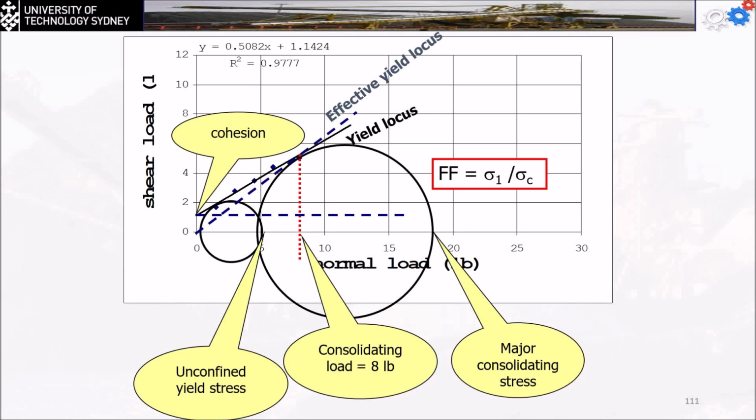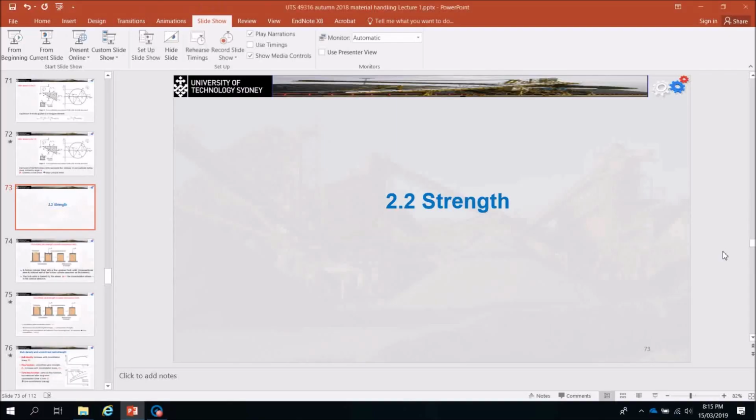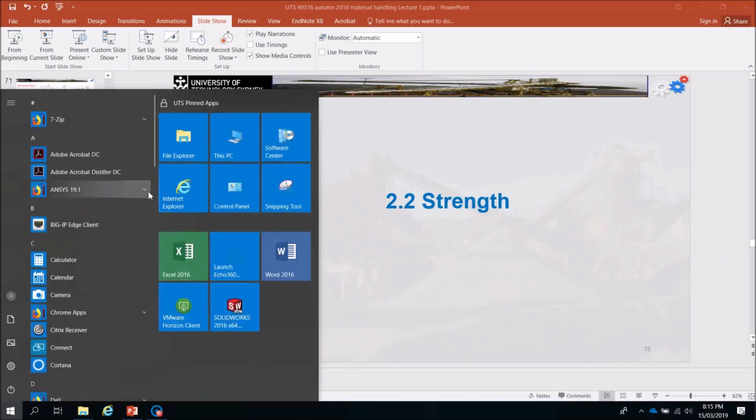Next we're going to talk about the bulk material storages. Let's take a look at the assignment. I'll try to send you a video which will help you find the answer for the Mohr circle part, because it's quite tricky. Where's the Firefox? I promised you to finish by 8:30. We still have 15 minutes to go.